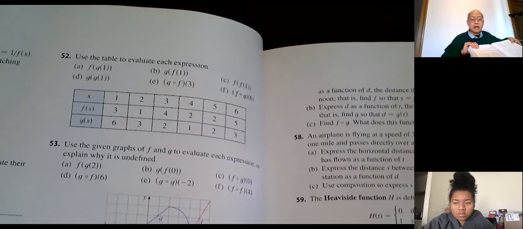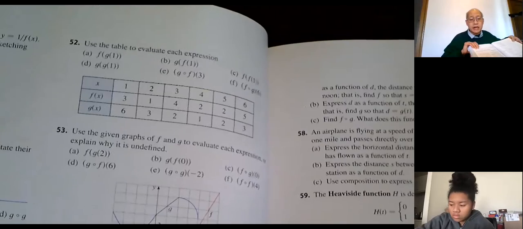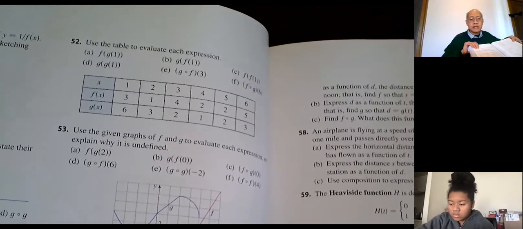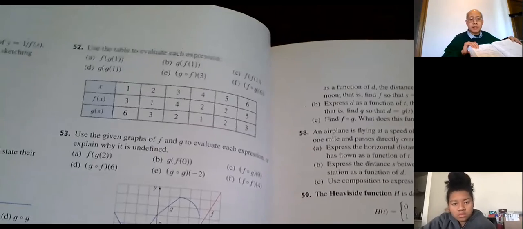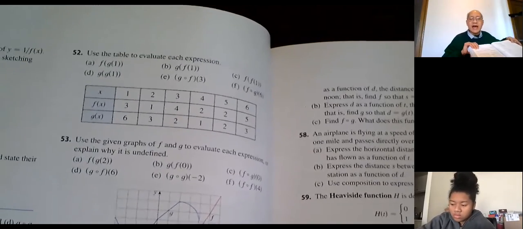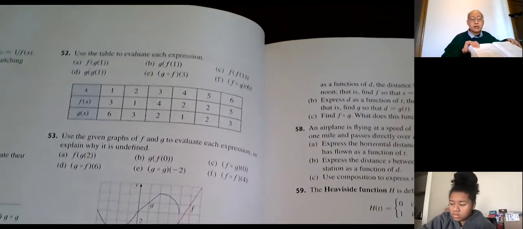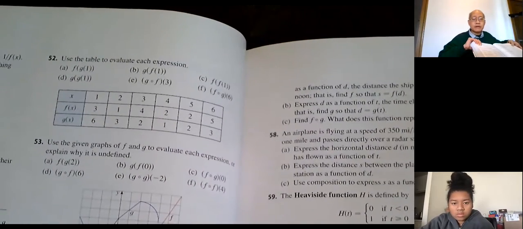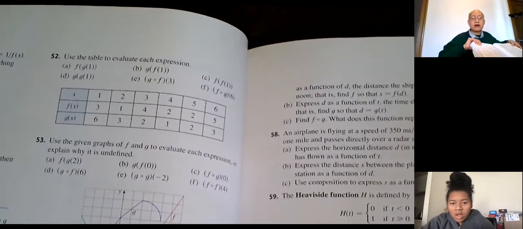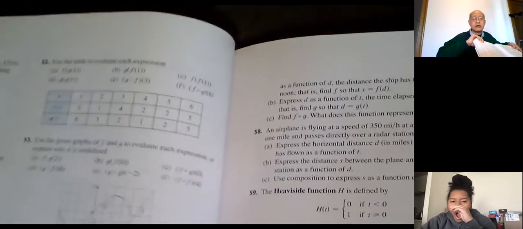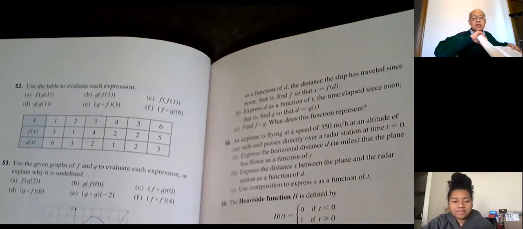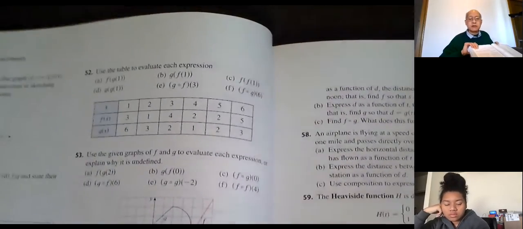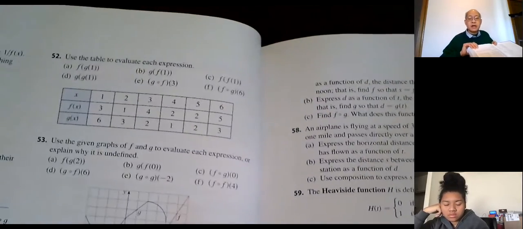Okay, use the table to evaluate each expression. That shouldn't be too bad. You've got x: 1, 2, 3, 4, 5, 6. Then f of x: 3, 1, 4, 2, 2, 5. And g of x: 6, 3, 2, 1, 2, 3. So it goes inside out. If you look at E and F, g circle f of 3 is the same as g of f of 3. And likewise for letter F, f circle g of 6 is f of g of 6. So you're supposed to do the inside first.